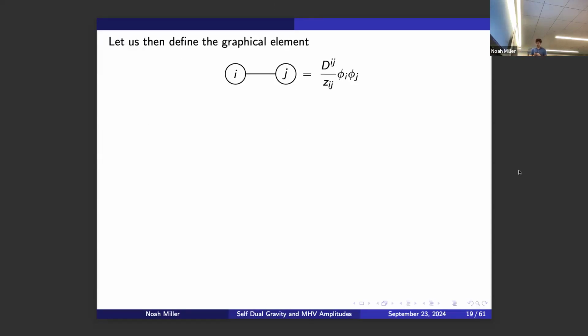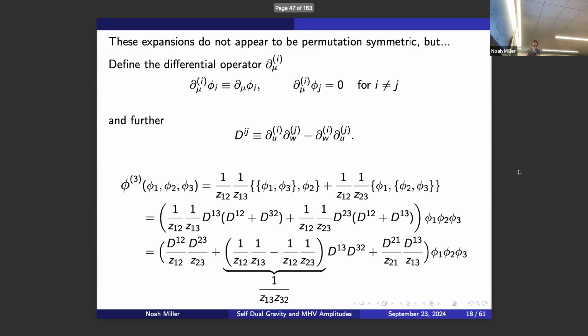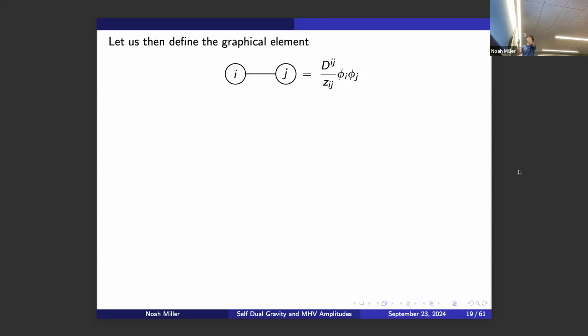So in order to discuss this more generally, let's define this graphical element where we have 2 nodes i and j, and these nodes correspond to the seed functions phi i and phi j, just the ith graviton and the jth graviton. And if we draw a line between them, that's just acting with d_ij over z_ij, where z_ij is z_i minus z_j, in case anyone's not familiar with that notation. d_ij is basically the Poisson bracket acting on these two things.